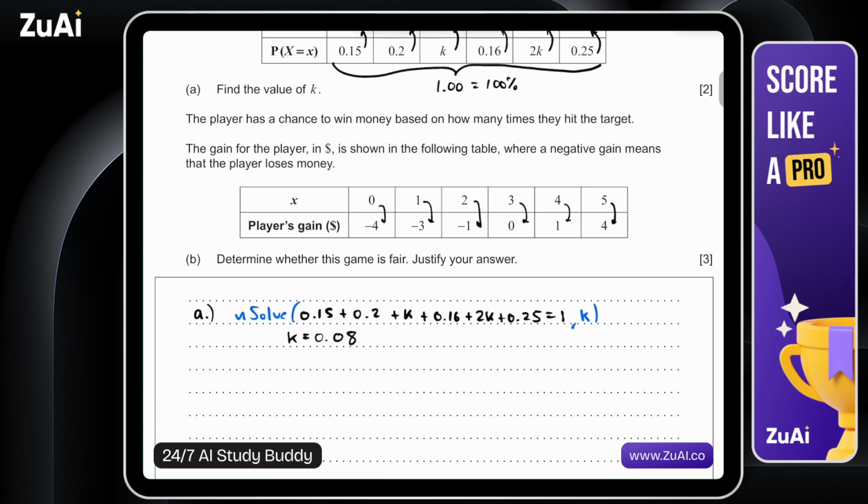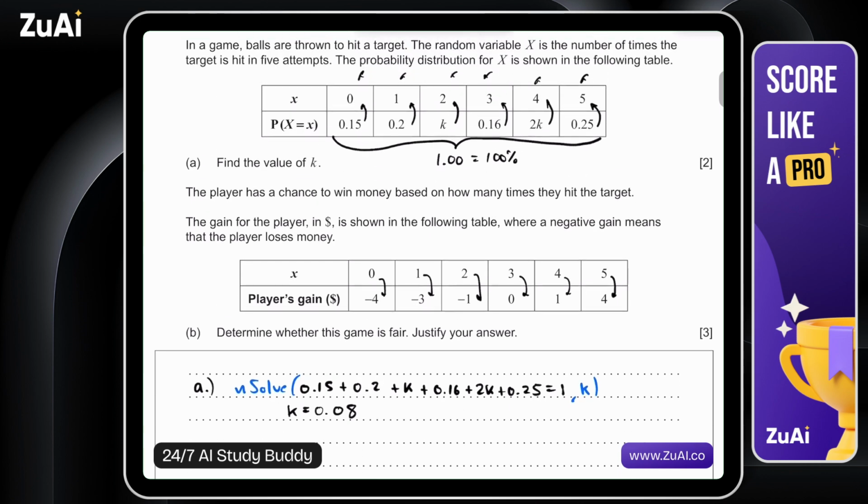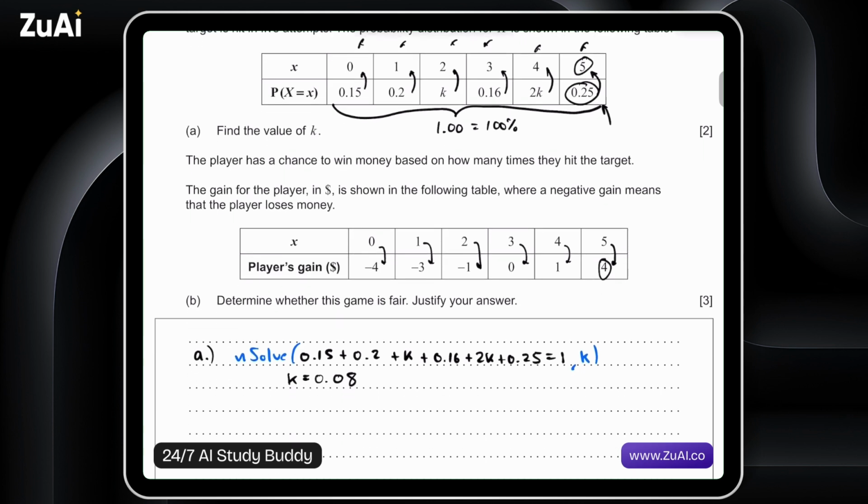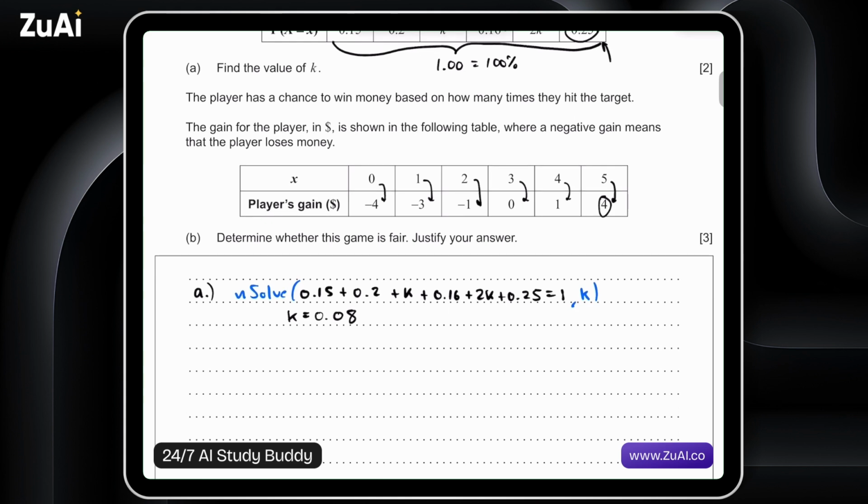We can't just simply add these up because there's a greater probability of some of these things happening compared to others. So in this case, there's a 25% chance that we hit all 5 targets. Being able to win $4 in this instance, where we have a pretty likely event, is quite positive in terms of us winning money. And although we lose $4 in this instance, this only happens 15% of the time, so it might not be as significant. So probability does matter. The likelihood of each of these events will matter.